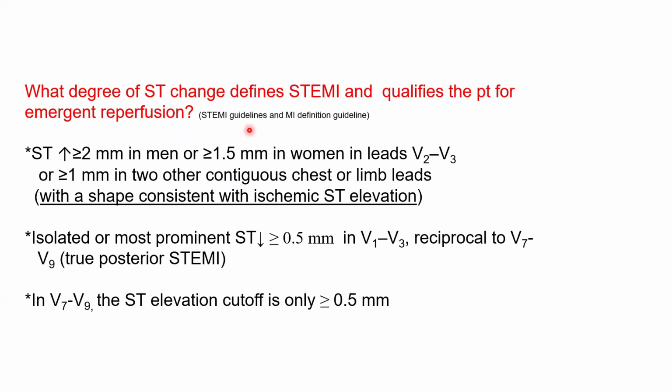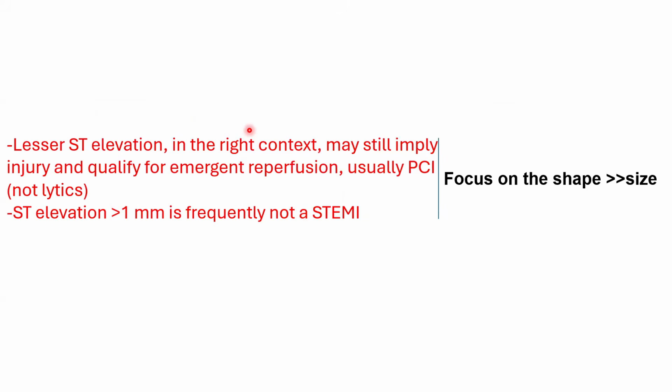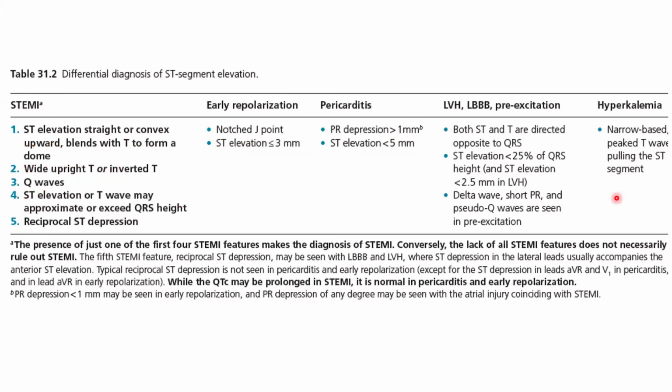Guidelines give cut points to define STEMI, but as I described before, those cut points are flawed. In fact, lesser ST elevation in the right context frequently still implies injury and qualifies for emergent reperfusion, usually PCI, not lytics, when you're below those cut points. And conversely, ST elevation above those cut points, above a millimeter or above 2 millimeters in the anterior precordial leads, is frequently not a STEMI. So it's much more important to focus on the shape rather than the size of the ST elevation.